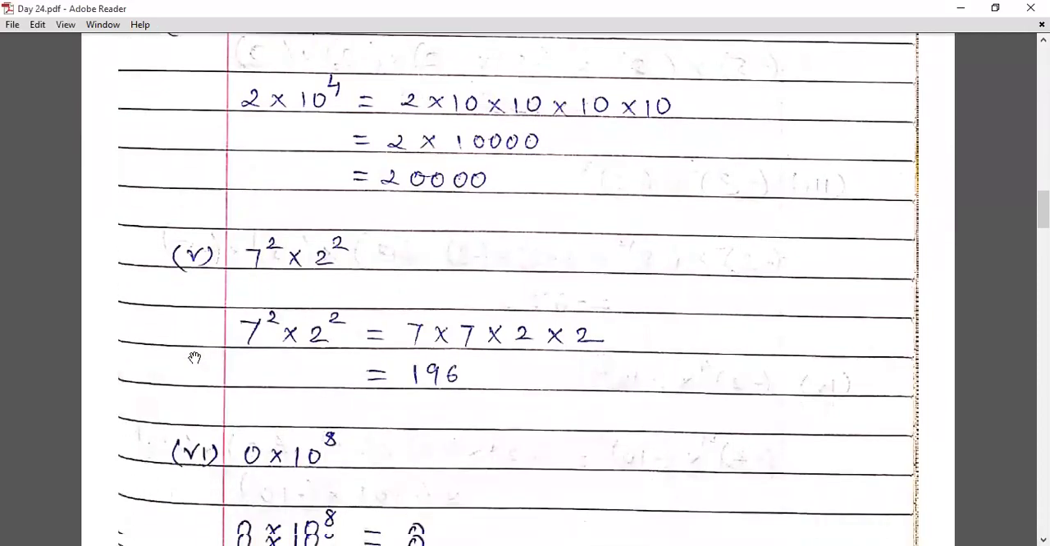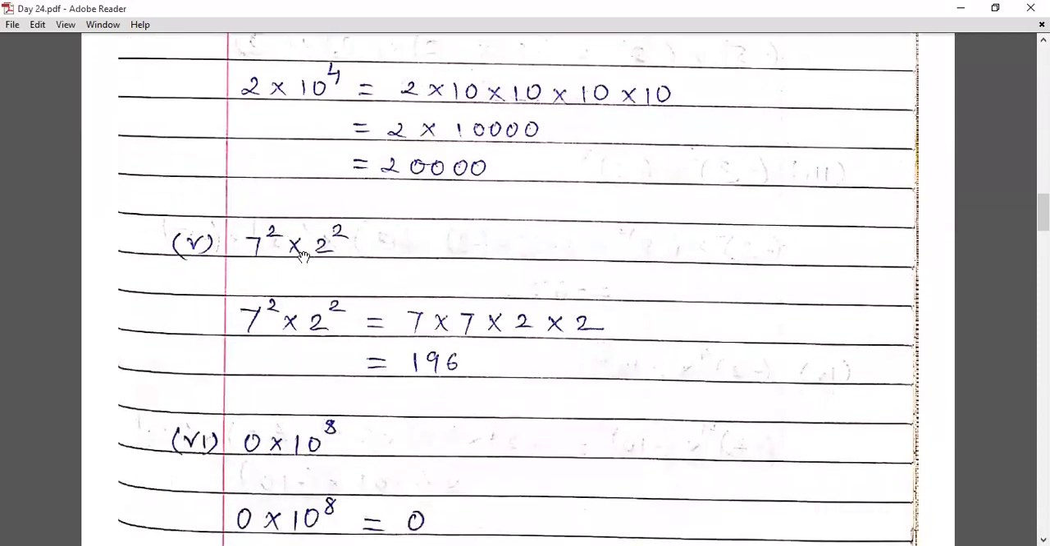Part 5 is 7 raised to 2 into 2 raised to 2. 7 into 7 into 2 into 2. 7 7s are 49. 2 2s are 4. 49 into 4 will give you 196.